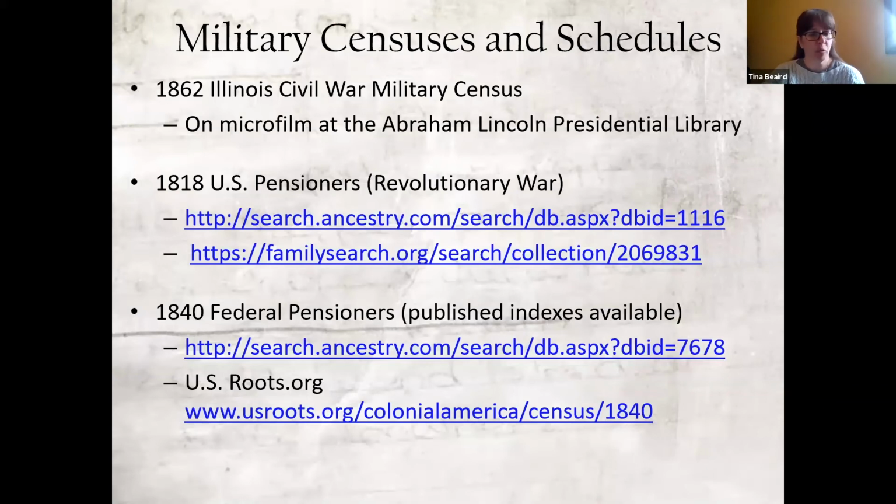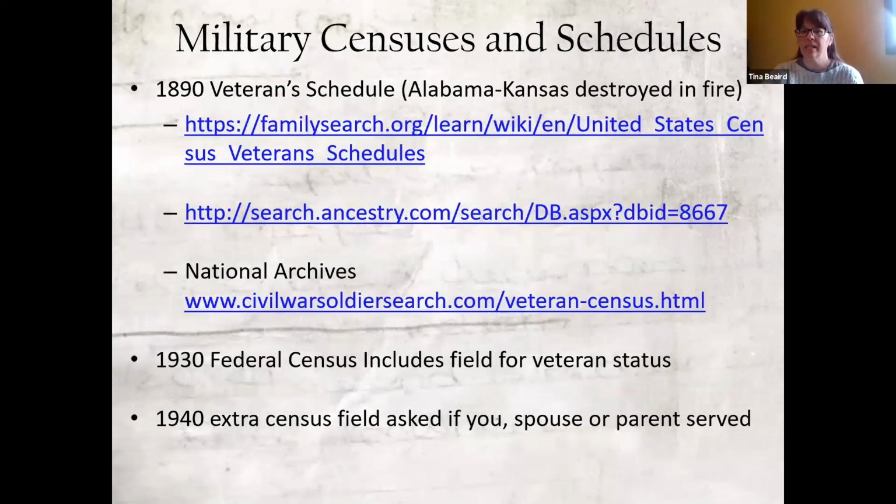Same thing for 1840. If you go out to Colonial America through US Roots Web, if you go out to Internet Archive, they've got the original books, whereas what you see in Ancestry is just the index that was based off of secondary materials.